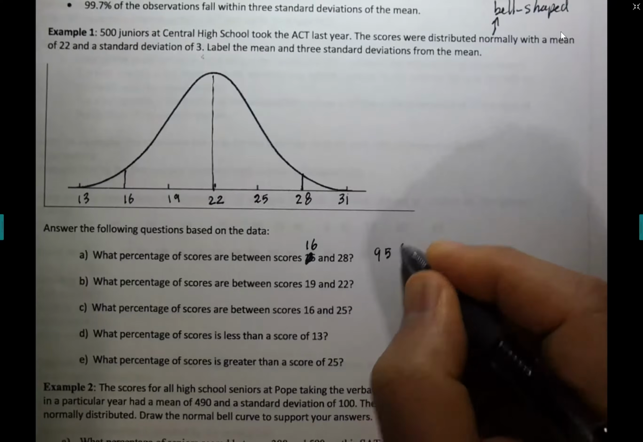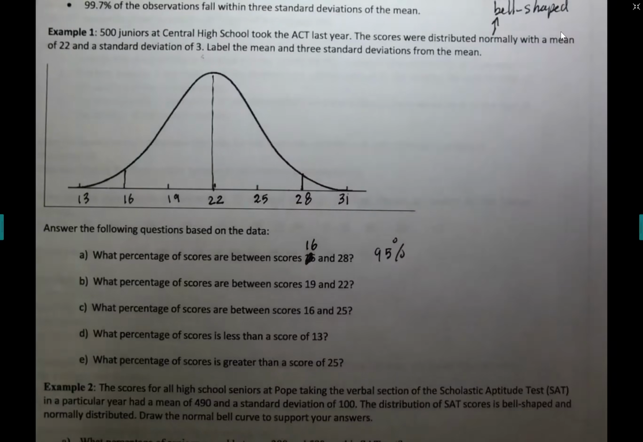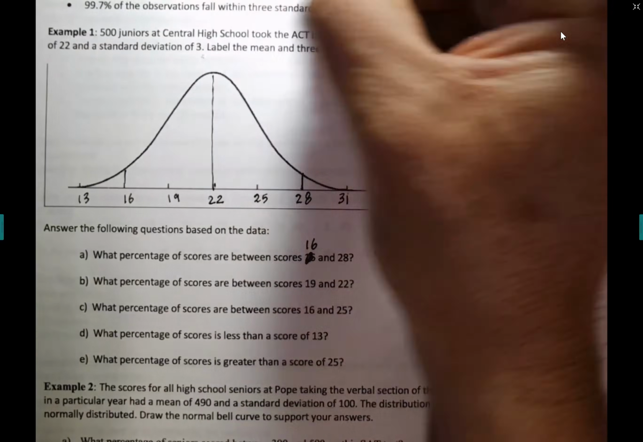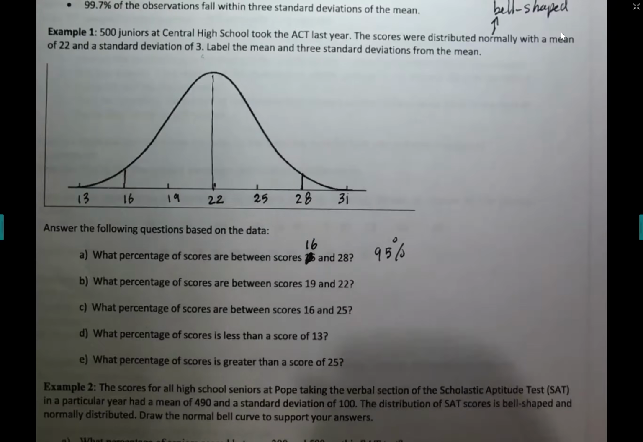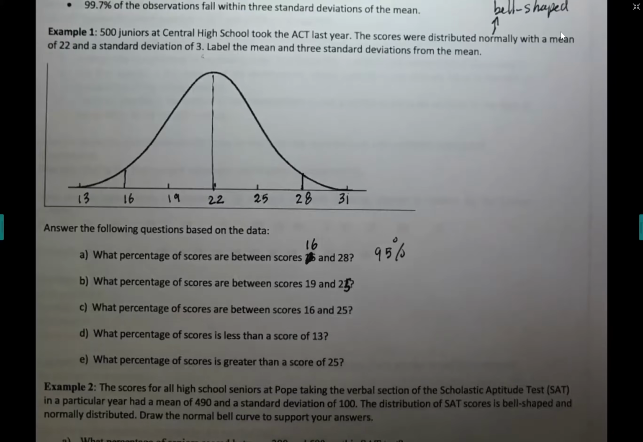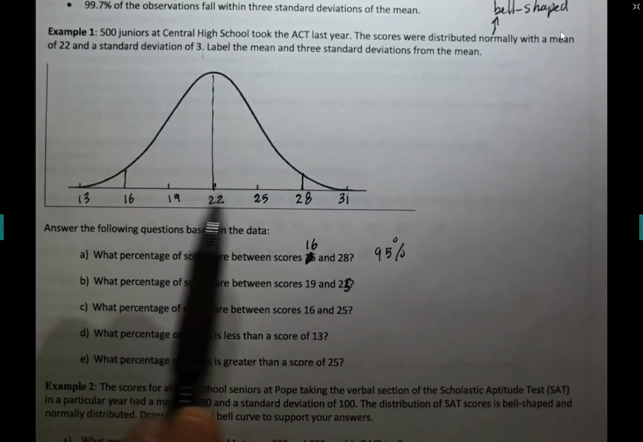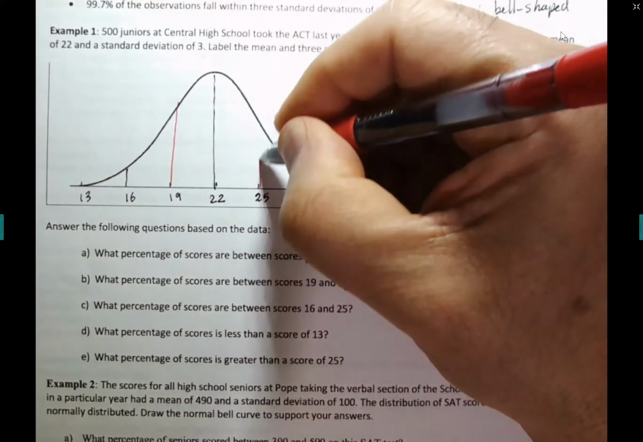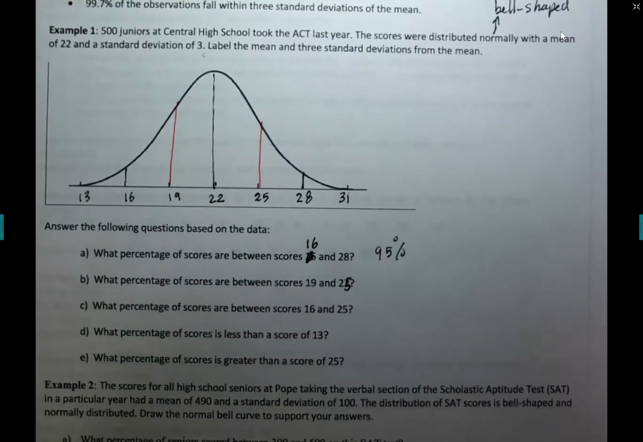These are the kind of questions you're going to see online. You just look at it, observe, and put the answer. But you need to know the rule. 68 for 1 standard deviation, 95 for 2 standard deviations, 99.7 for 3 standard deviations. What scores are between 19 and 25? I'm going to change it to 25 here just to make it easy. Let me just sketch it. Answer? 68. Yes, that is correct.